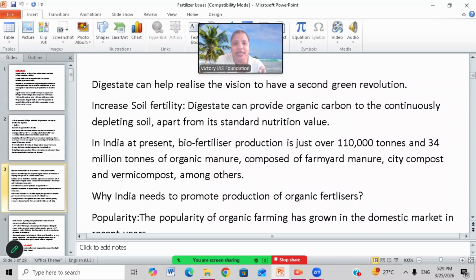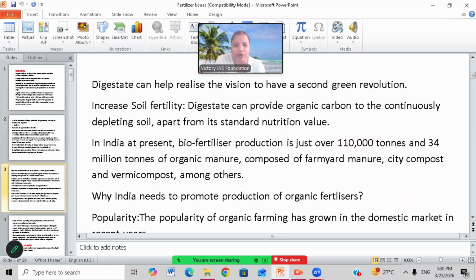And they provide nutrition value to the soil. So digestate can provide organic carbon to the degraded soil, so that the soil will be restored again after some days. And it can also provide some nutrition to the soil. So for depleted or degraded soil, this is very useful to restore its value.